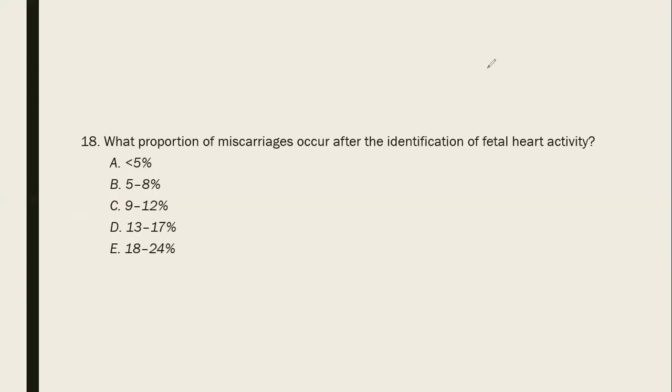What proportion of miscarriage occur after the identification of fetal heart activity? Less than 5%. Yes, you are right. This is less than 5%.